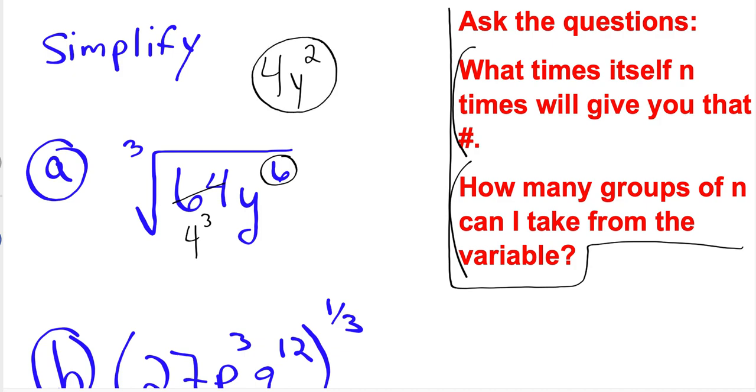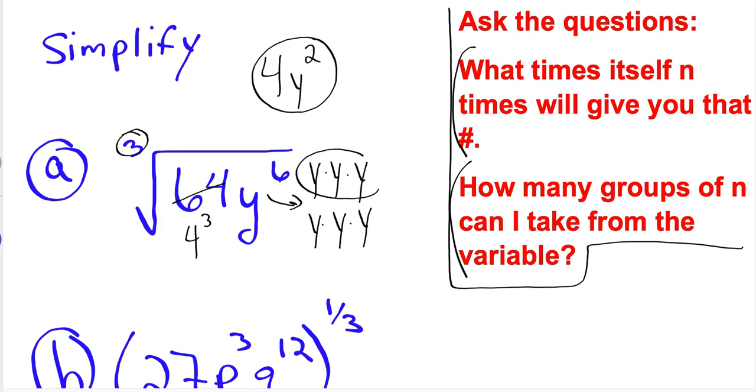And if you can't think about it that way, another way to do it would be to expand that y. So I have 6 y's. Y to the 6 is y times itself 6 times. And then I'm looking for groups of 3. So I have a group of 3 here. That gives me 1 y. A group of 3 here. That gets me a second y. You multiply those to get y squared.